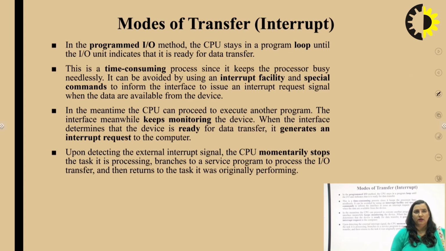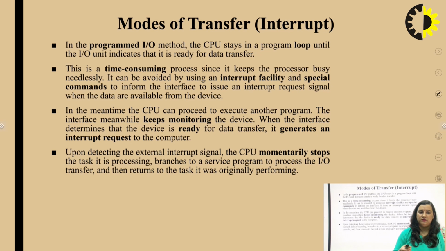Now, what is an interrupt? An interrupt is a special command which the interface gives the CPU to say that the input-output device is ready for data transfer. The data is available for transfer. So we can use this interrupt facility to transfer the data. And in the meantime, the CPU can proceed to execute another program, while the interface meanwhile keeps monitoring the device.